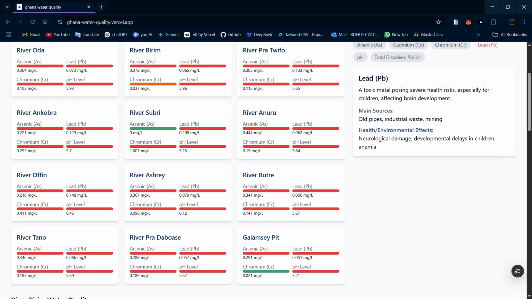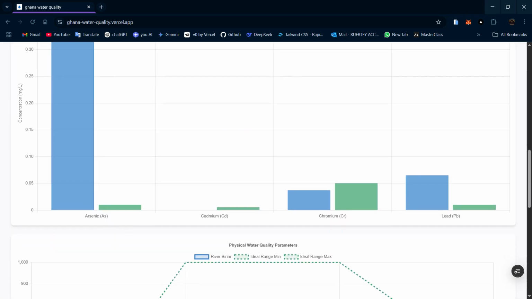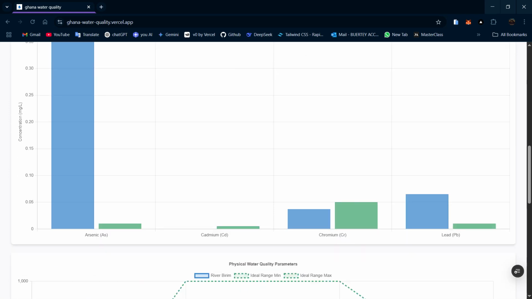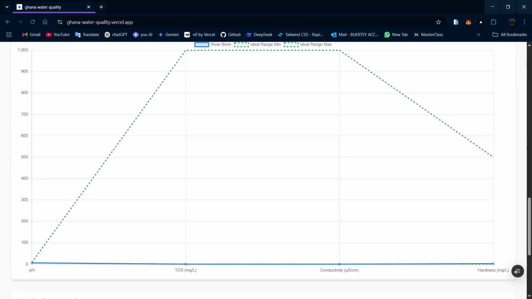And then let's talk about the graph. For River Brim, in graph 2, when we look at the linear graph, its hardness is very low. The TDS is also very low, and the conductivity is also very low. It doesn't meet the ideal range and the ideal range max.